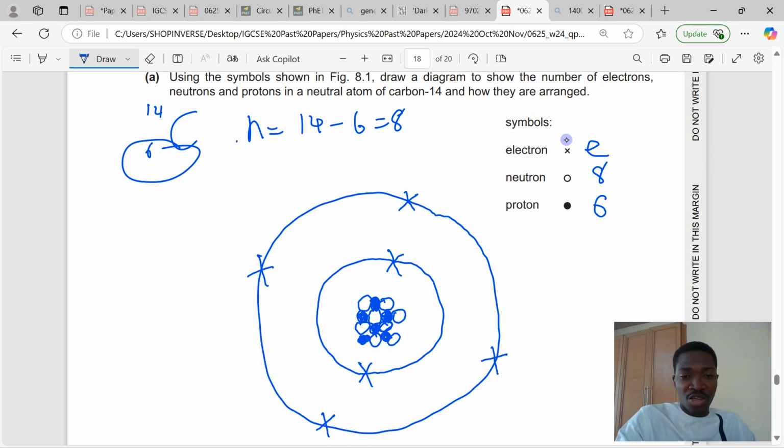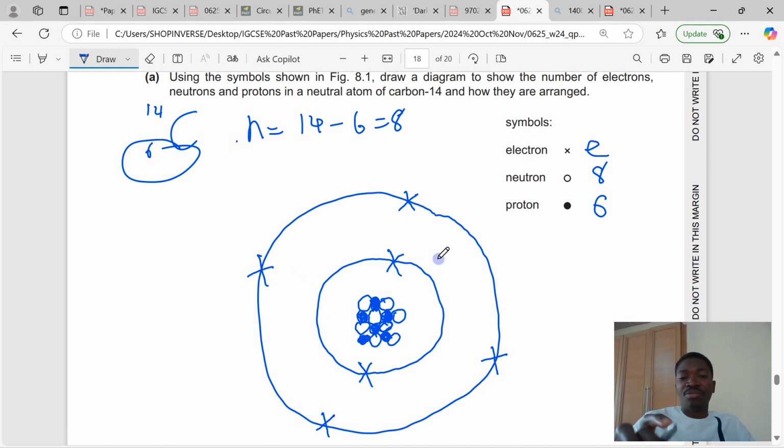So you just ensure you have 6 of the dotted circle. You have 6 of them, 1, 2, 3, 4, 5, 6. Then you have 8 of the hollow circles, 1, 2, 3, 4, 5, 6, 7, 8. And then the electron has 6. That means you have 6 of the star, 1, 2, 3, 4, 5, 6.